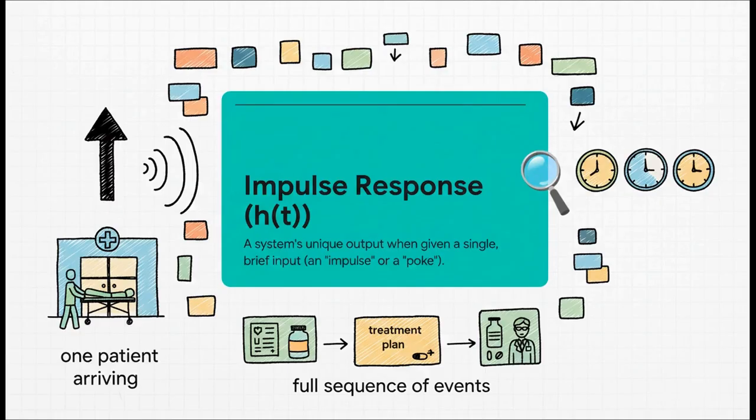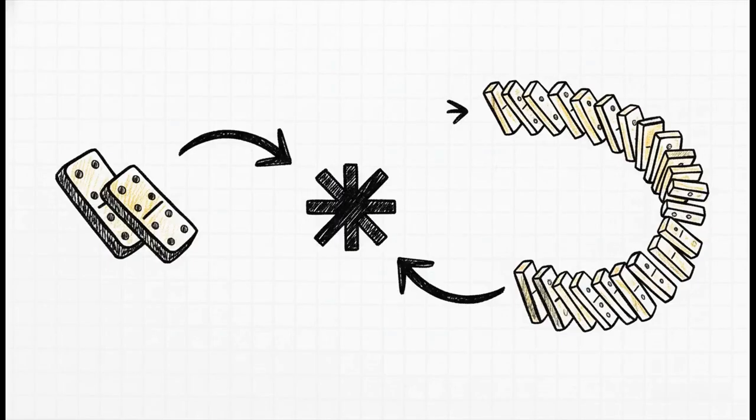And think about our hospital story. The impulse response was the treatment plan, 3, 2, 1. It's the entire chain of events that happens because of one single input, one new patient showing up. And this is the absolute key takeaway. If you have an LTI system and you know that one simple thing, its impulse response, then you can use convolution to predict exactly how it will behave for any input you throw at it. It's amazing. It's like if you knew how one domino falls, you could predict the entire pattern of 1,000,000 dominoes no matter how you set them up.